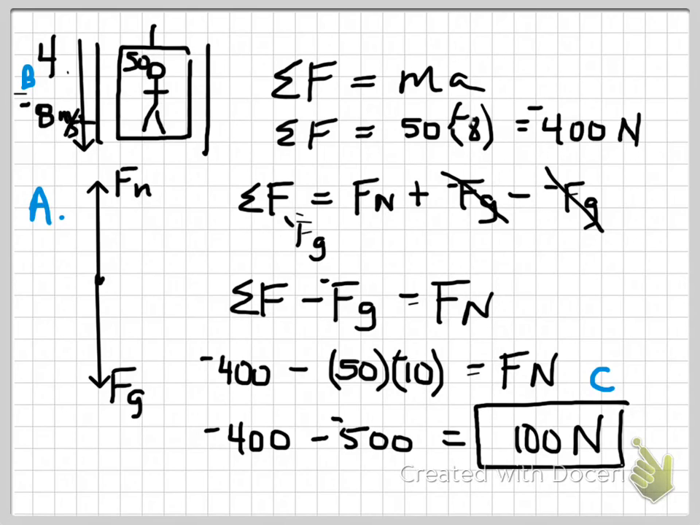And it's positive because we're looking at the normal force. That's what we're trying to solve for. And normal force is pulling up. You'll notice the 500 there is the force of gravity pulling down, so it should be negative.